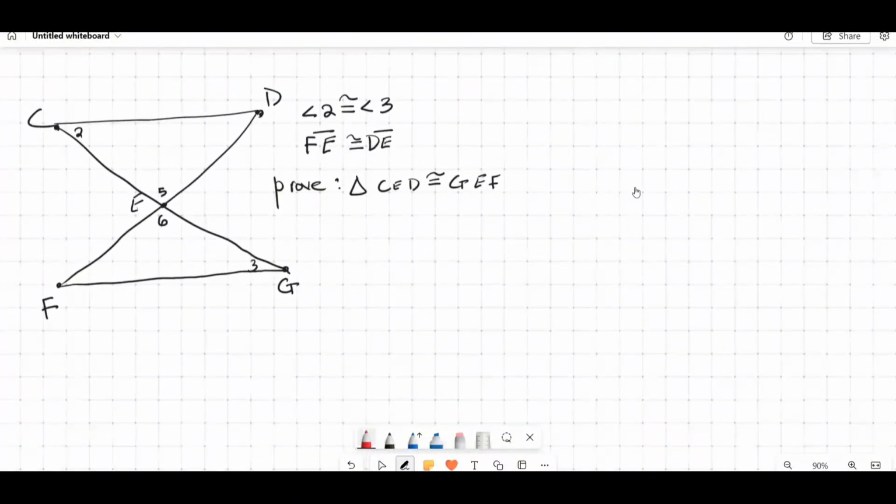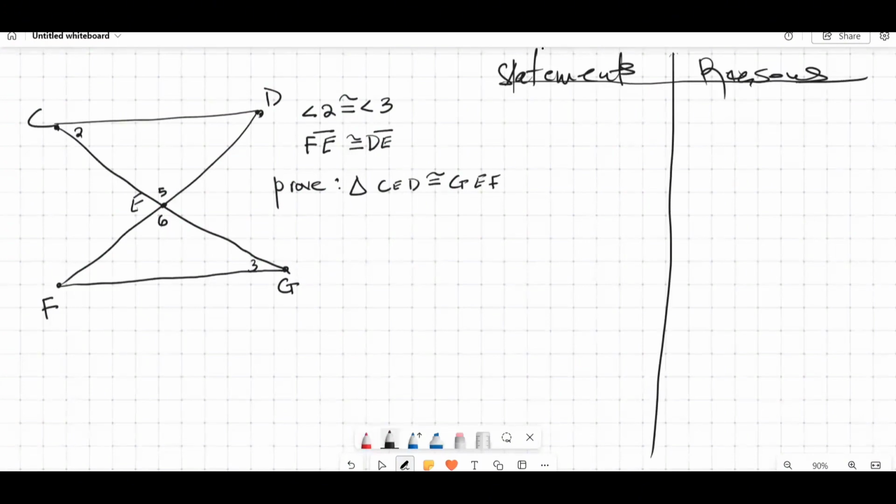All right, so let us draw 2 columns, statements. Let's write what we were given. So we were given that, number one, the angle 2 is congruent to angle 3, so that this angle is that angle, right? So this was a given. All right, so what else? We were also told that FE is congruent to DE. So FE, which is this side, is congruent to DE, which would have been this side, right? All right, so we have that.